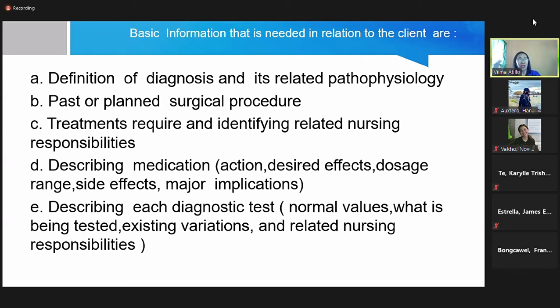Okay. So that is why you have to know what is that particular medication. For example, mefenamic acid. Anybody knows what is mefenamic acid? Pain relief, ma'am. Okay, pain reliever.